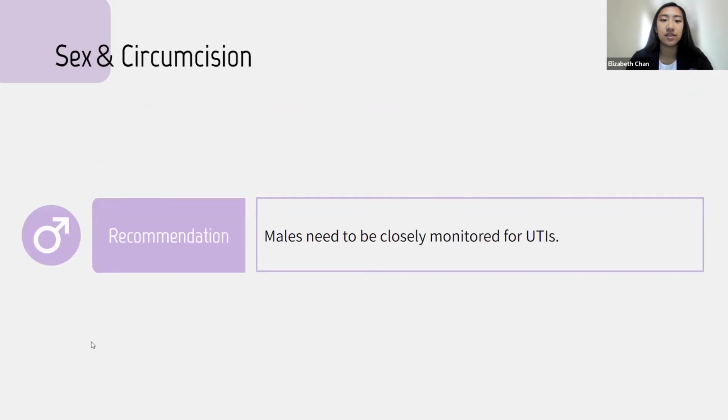Since male neonates are too young to be circumcised, we recommend monitoring males closely and collecting urine cultures immediately after any symptoms are noticed in order to prevent damage that a UTI might cause. If the urine cultures provide a positive diagnosis, then swift treatment should be started.